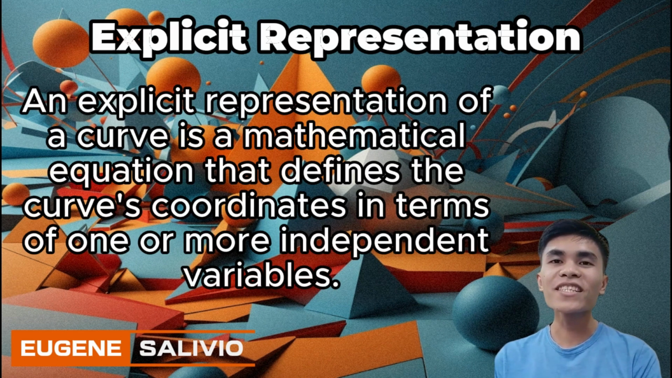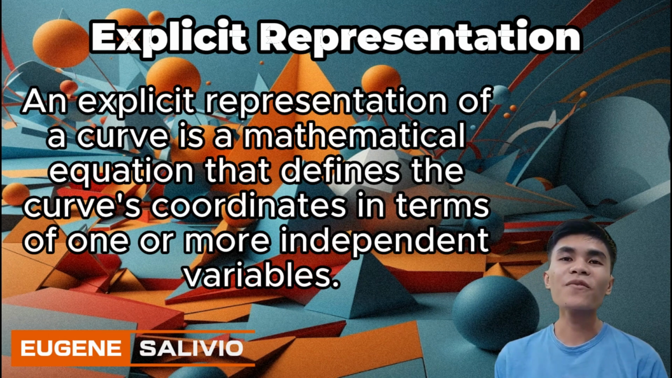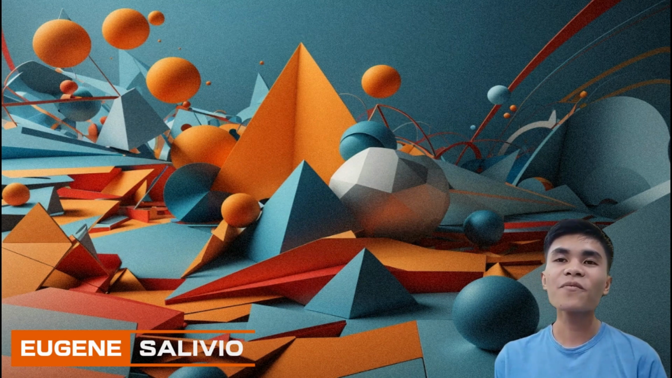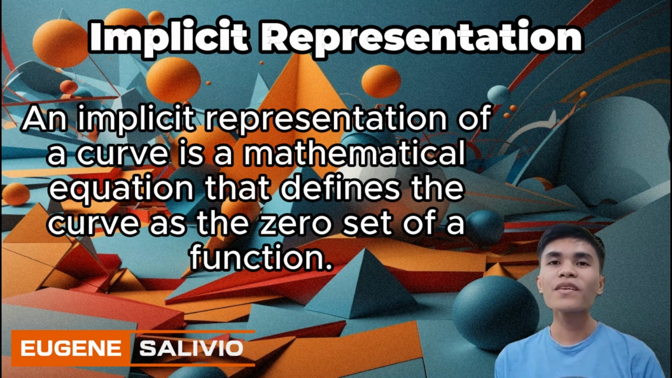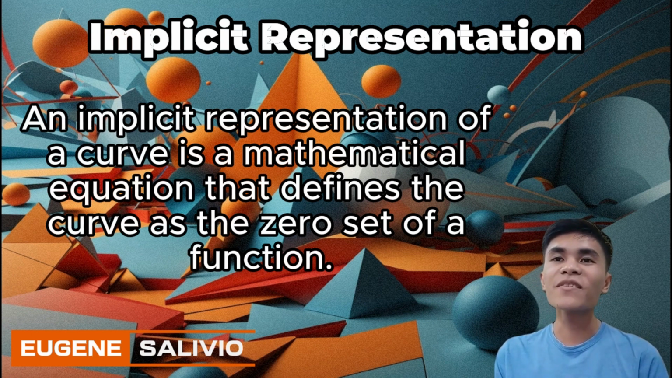Types of curve representation. Number 1, explicit representation. This is the simplest form of representation, where the curve is defined by a function of one or more variables. For example, the circle centered at the origin with radius 1 can be represented by the following explicit function.